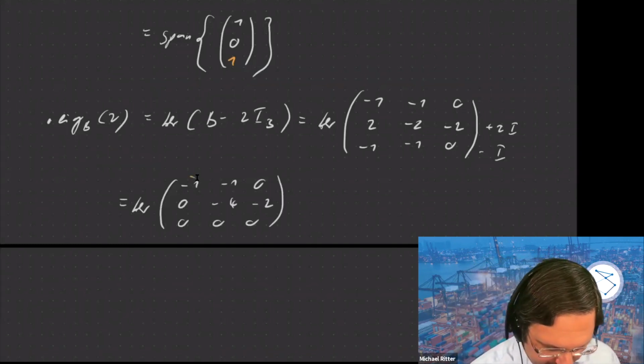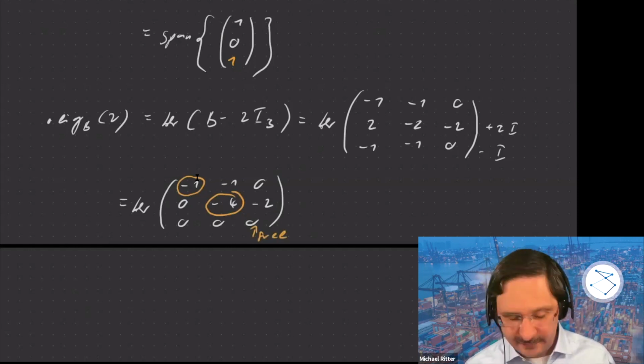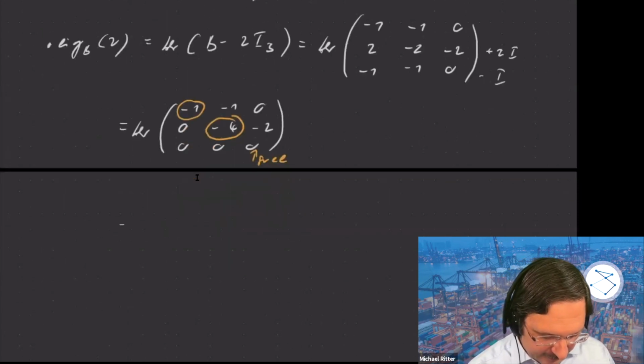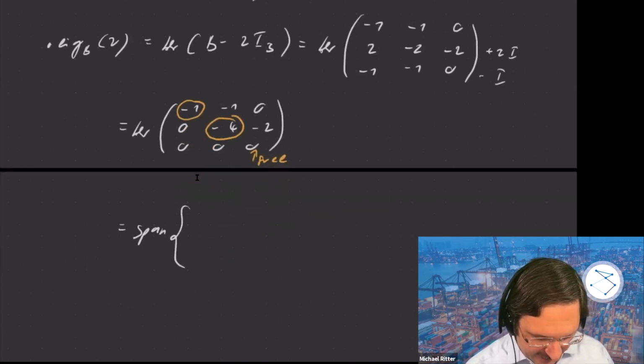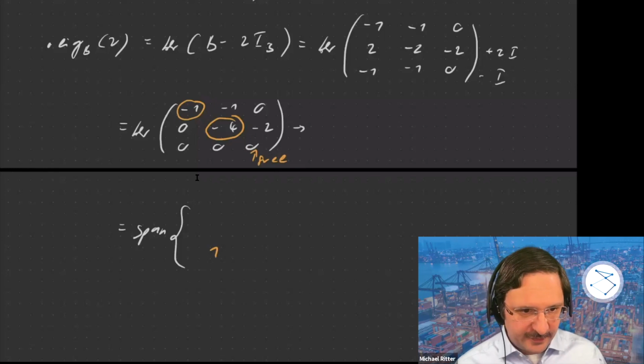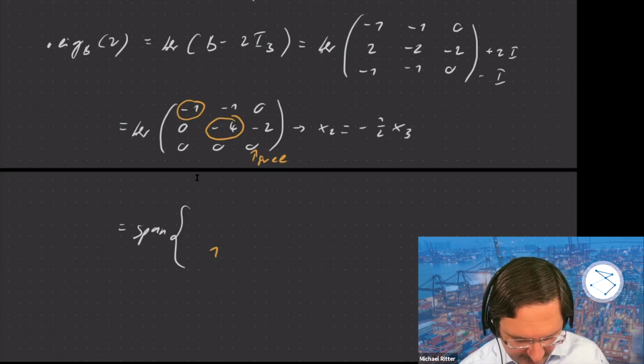So basically, again, the same situation: 2 pivot elements here and here, and a free variable corresponding to the third column. So again, we set x3 to 1. We use this row here to solve for x2, and this says x2 is -2 over 4, so -1/2 x3.